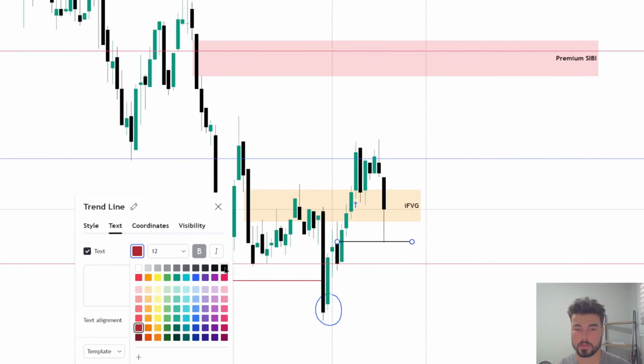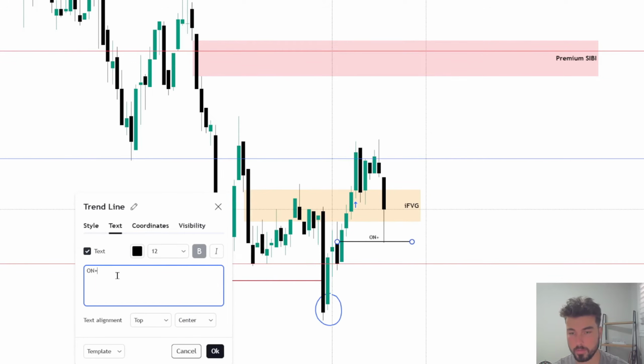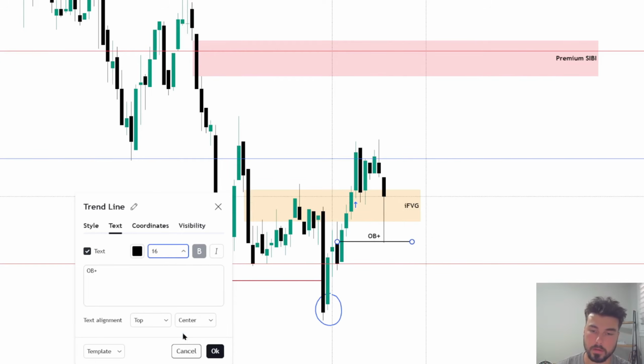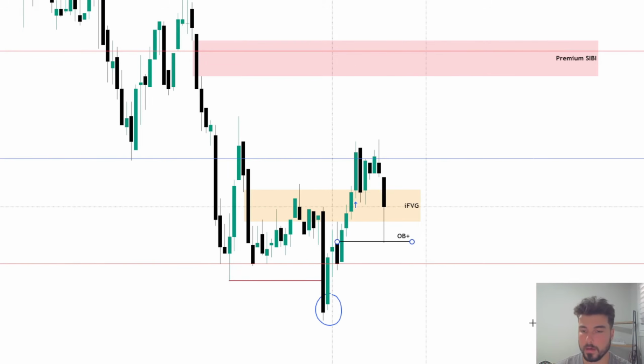And I'll write in here just OB. So OB stands for order block. Positive is because it's a bullish order block. And I'm just measuring from the body. I'm just marking out the body. That's just how I do it. Just easier to read. So we've come down, we've tapped onto that bullish order block.